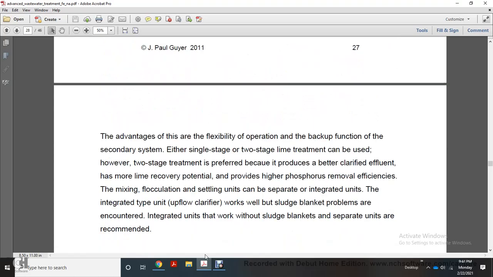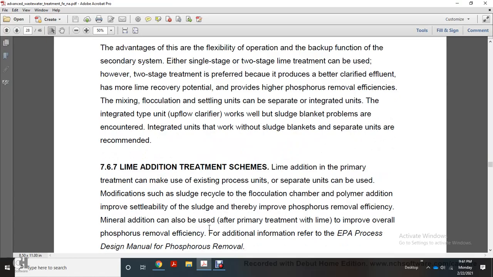The advantages are flexibility of operation and a backup function for the secondary system. Either single stage or two-stage lime treatment can be used. However, two-stage treatment is preferred because it produces a better clarified effluent and has more lime recovery potential through its higher phosphorus removal efficiency, with mixing, flocculation, and settling units separate rather than integrated. The integrated type unit with an upflow clarifier works well, but sludge blanket problems are encountered in integrated units that work without sludge blankets. Separate units are recommended.